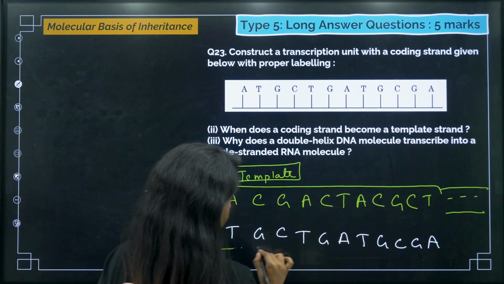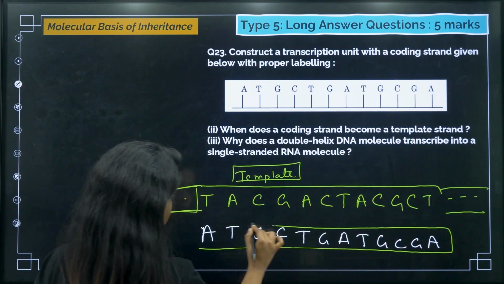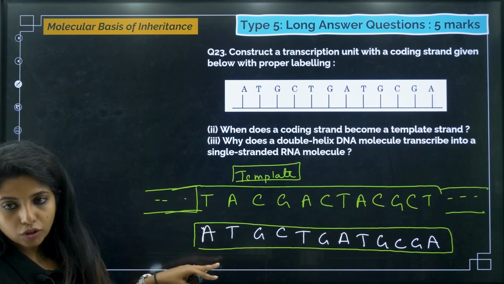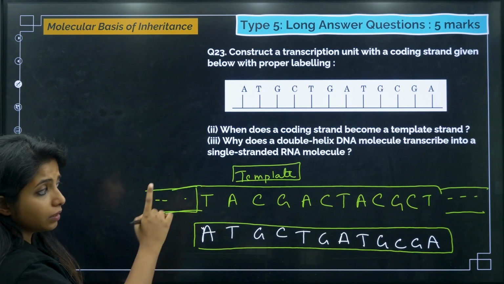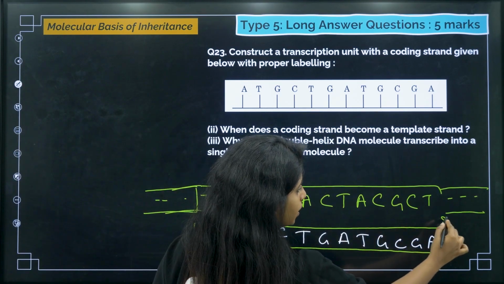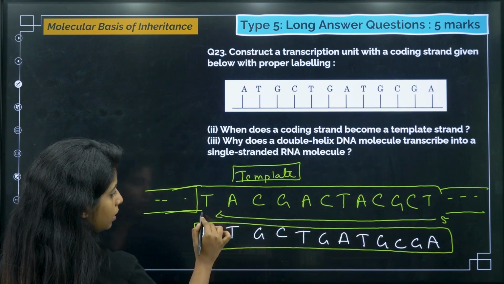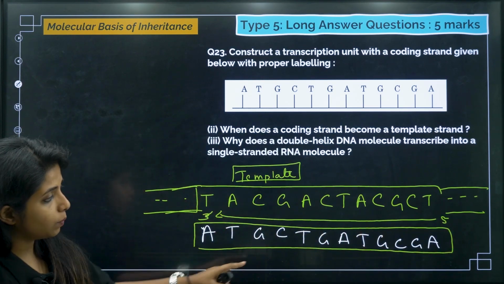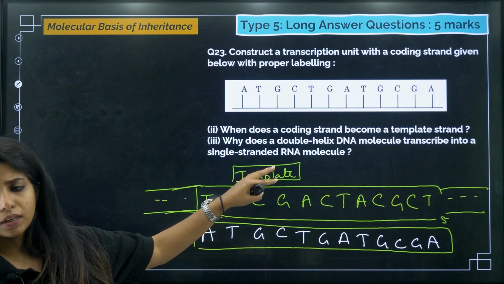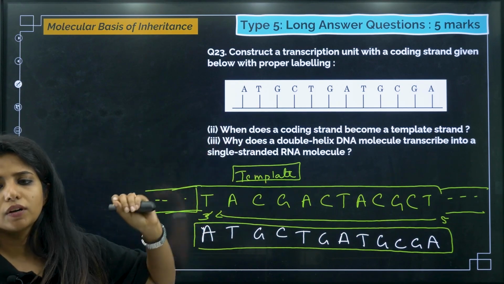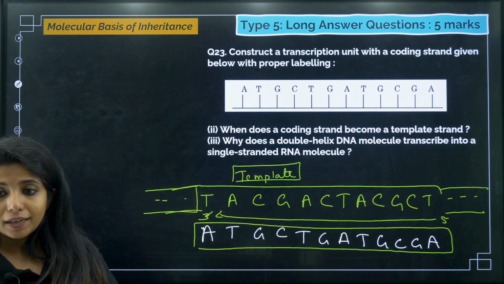But if I say I want to make a protein out of it, at this point of time mRNA comes and goes to that area in that direction, and it will become a template, that will become a coding. But basically we generally do not say the coding strand can become a template strand.